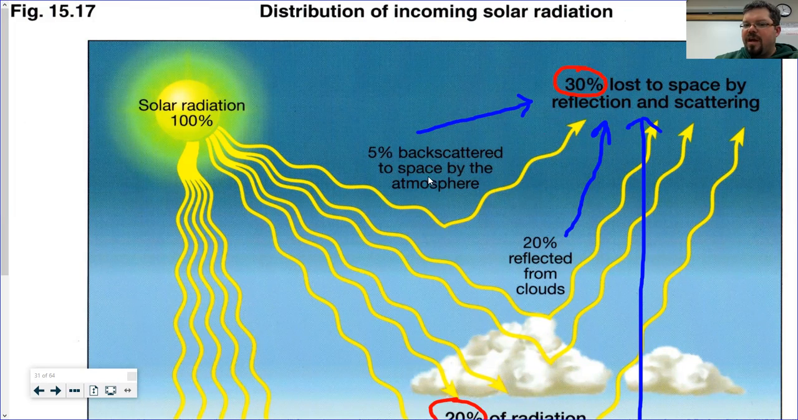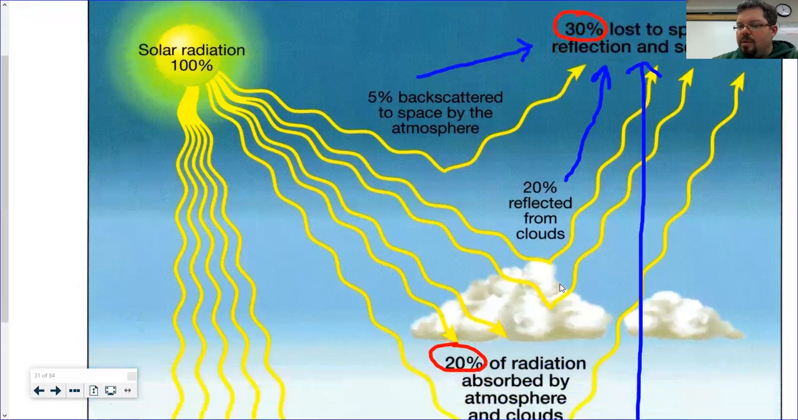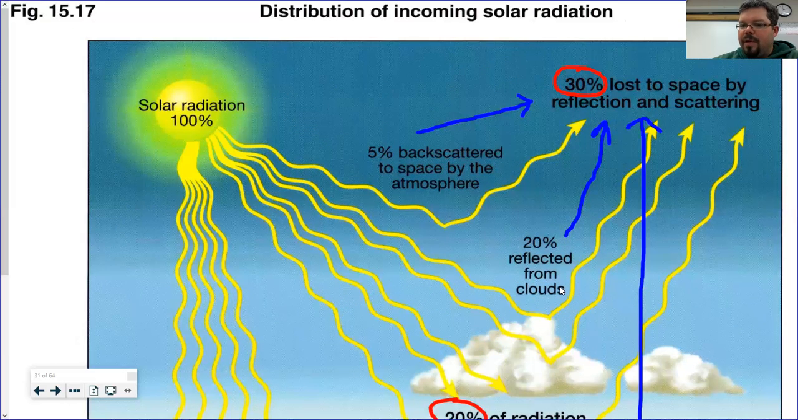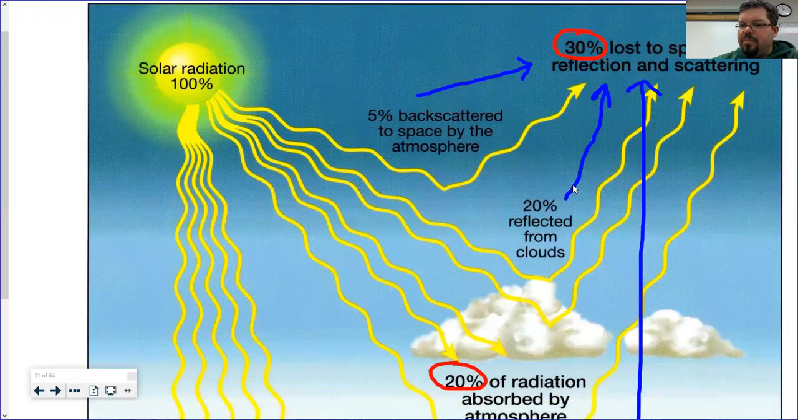5% is backscattered to space by the atmosphere. That's reflection and backscattering of solar radiation directly off of our atmosphere. Remember, our atmosphere plays a role in protecting us from and preventing certain amounts of radiation from reaching our surface, like the ozone layer preventing some of the ultraviolet radiation from reaching our surface. 20% is reflected from clouds. Cloud coverage is a good thing on our planet. Cloud coverage plays a role in backscattering or reflecting 20%.